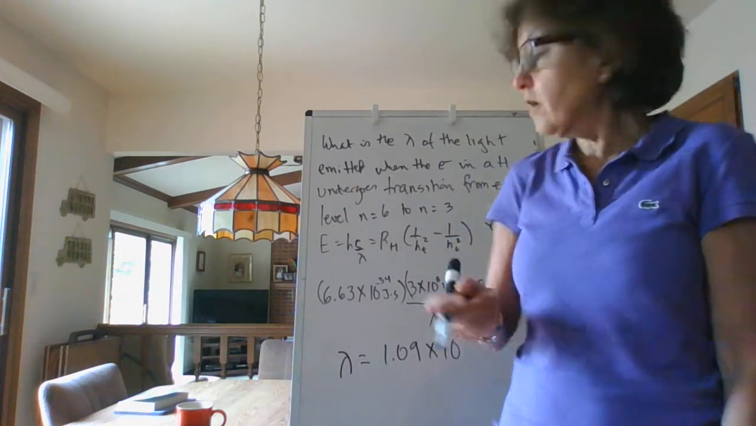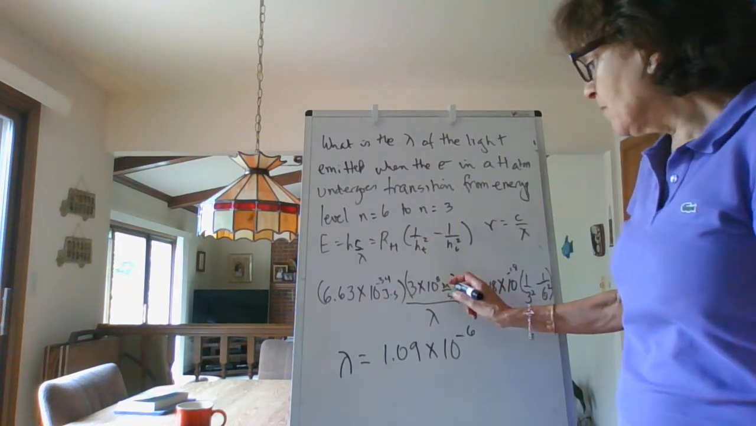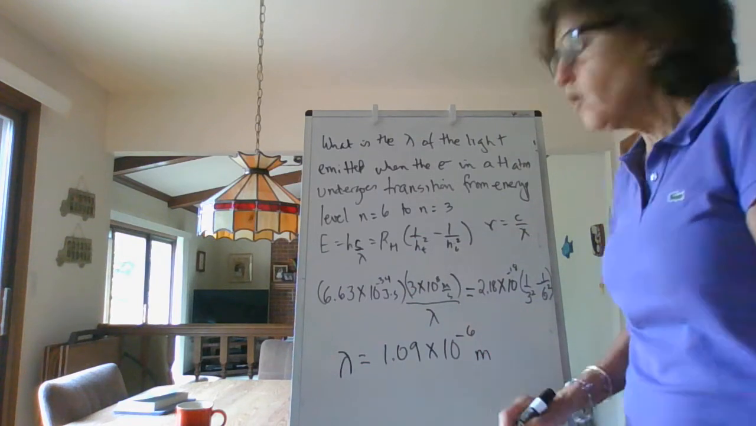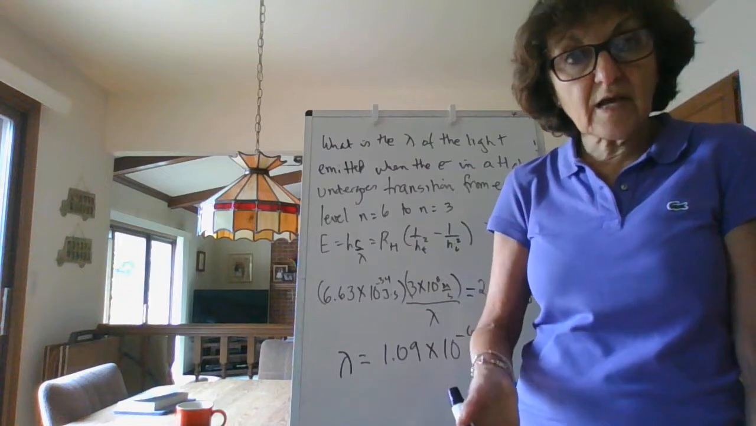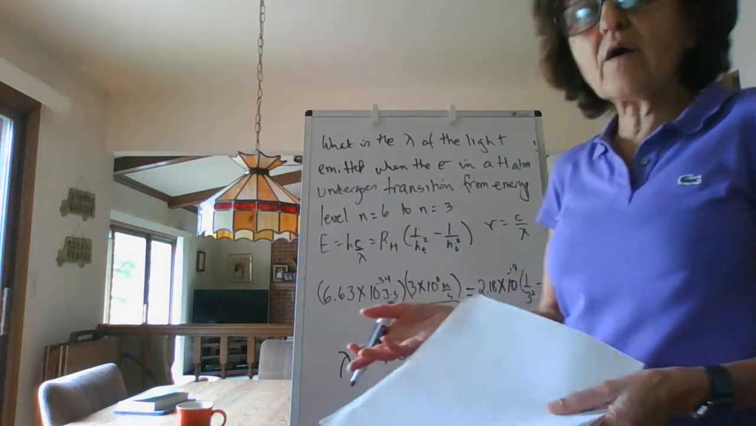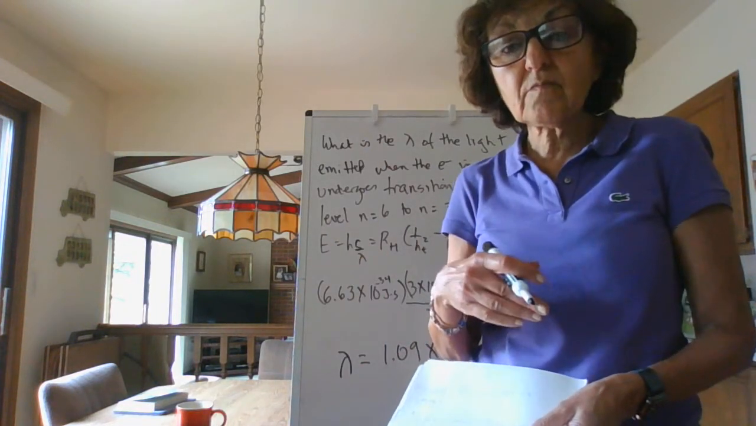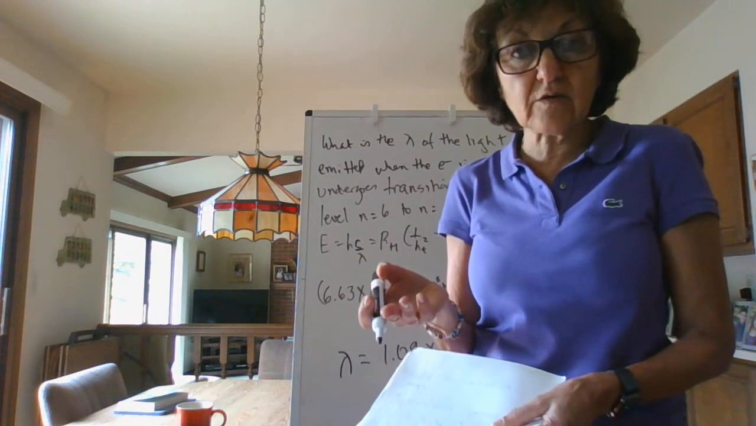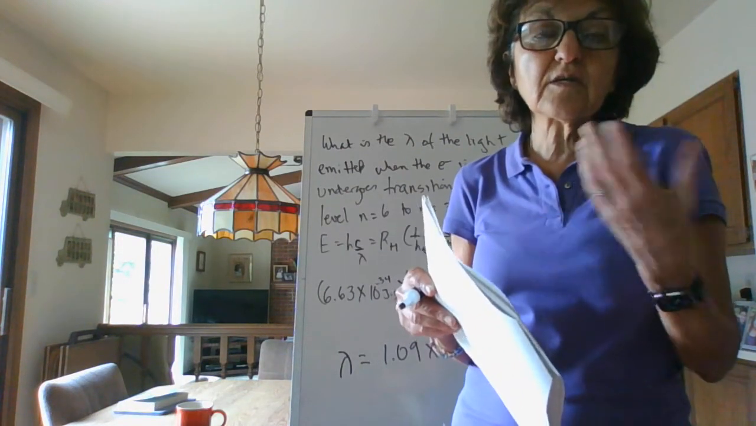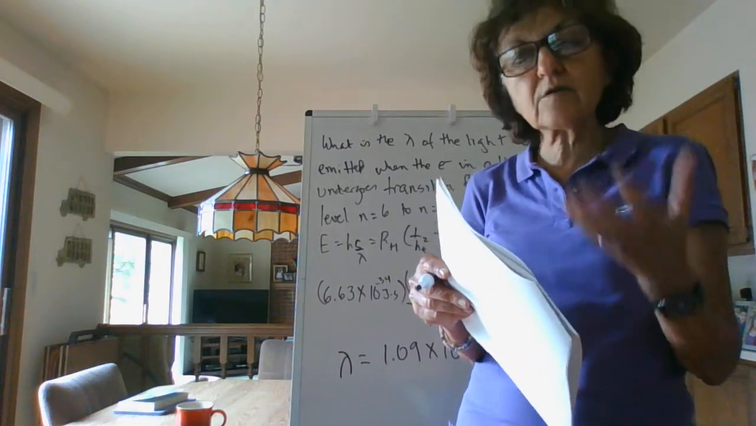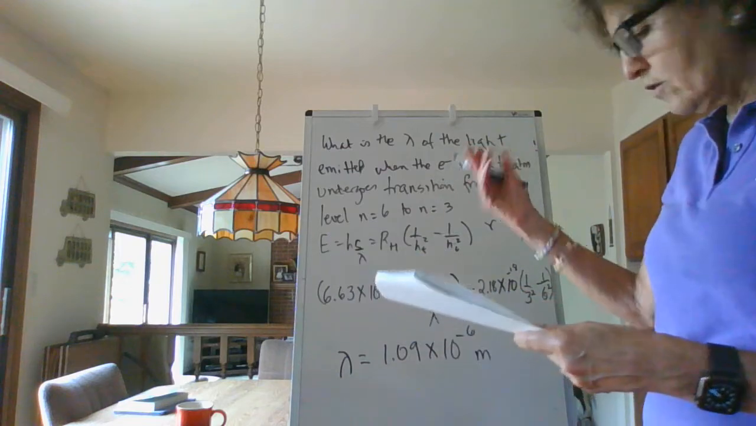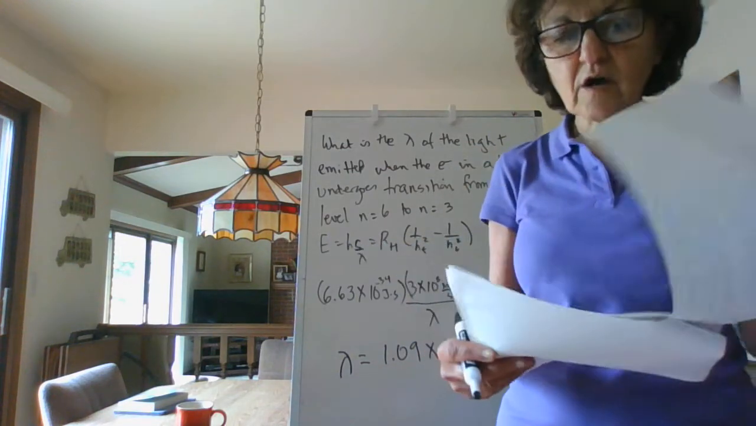It's got to be meters, because everything cancels and you end up with your meters. So this is meters. What if they wanted it in nanometers or angstroms? Again, you can do the conversion. If they want angstroms, it's 1 angstrom is 10 to the minus 10 meters. If they want nanometers, 1 nanometer is 10 to the minus 9 meters. Okay. So anyway, you know how to do that conversion. Good. All right. So that's that.